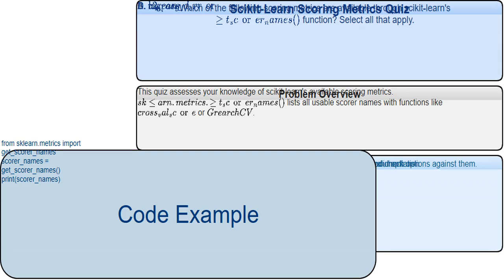This shows you the exact Python code to run. I'm importing the function get_scorer_names from Sklearn metrics, then running it and printing the result to the console. This list shows every available metric in scikit-learn. You'll use it to compare your options in the quiz.